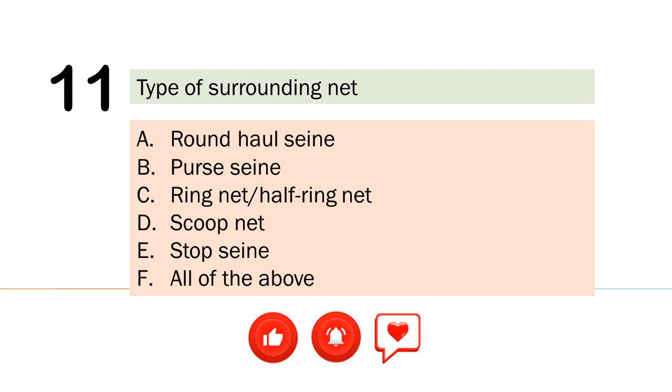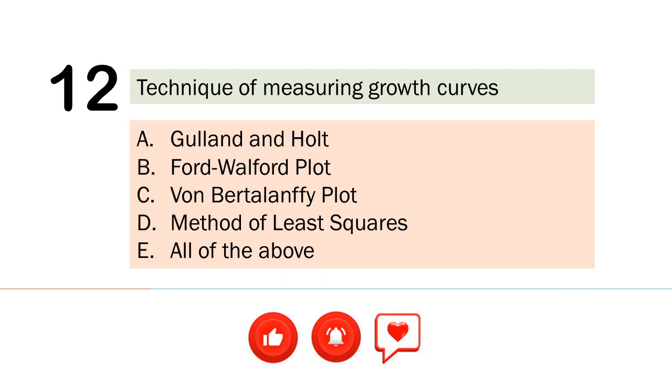Question number 11. Type of surrounding net. A. Round haul seine. B. Purse seine. C. Ring net slash half ring net. D. Scoop net. E. Stop seine. F. All of the above. The correct answer is letter F. All of the above.